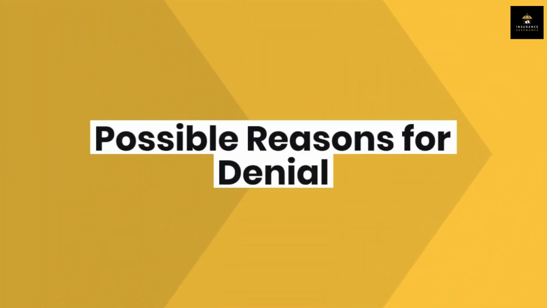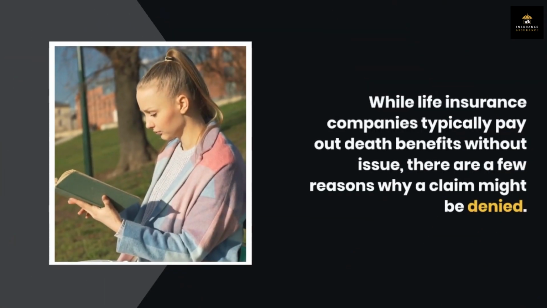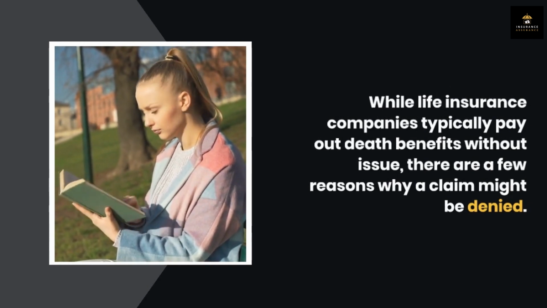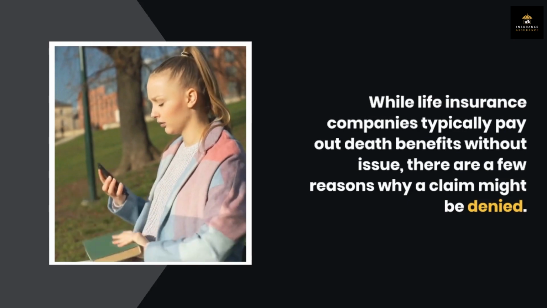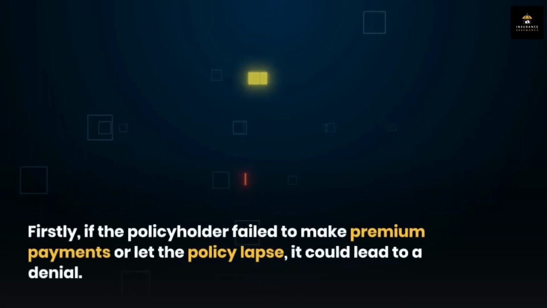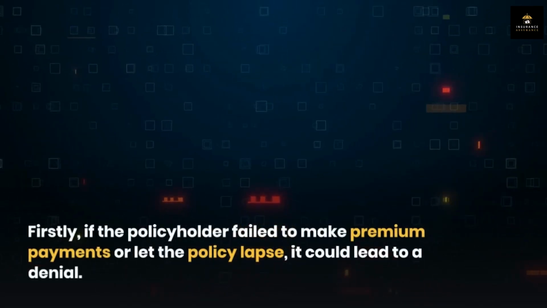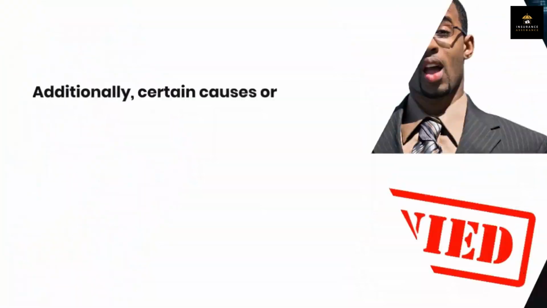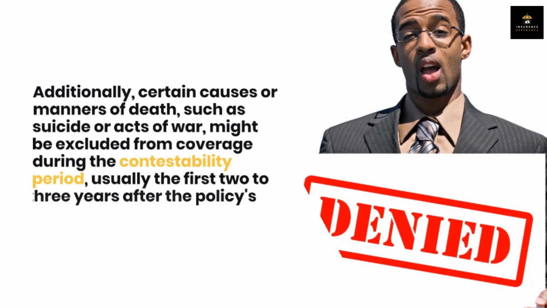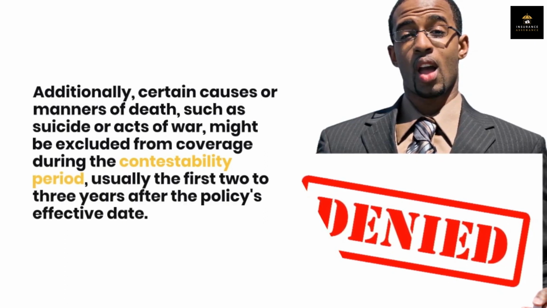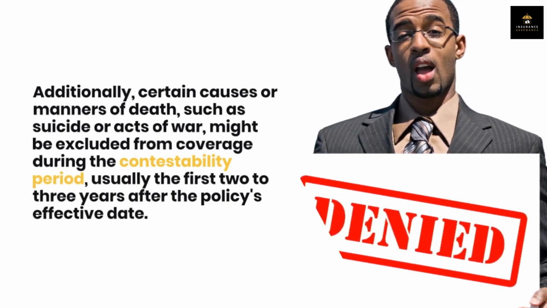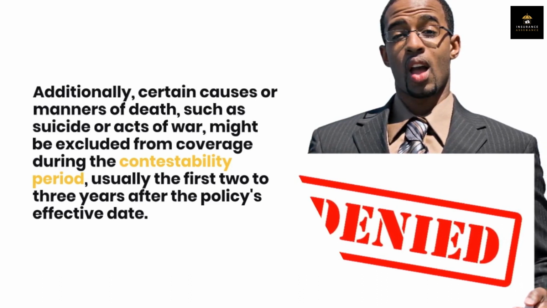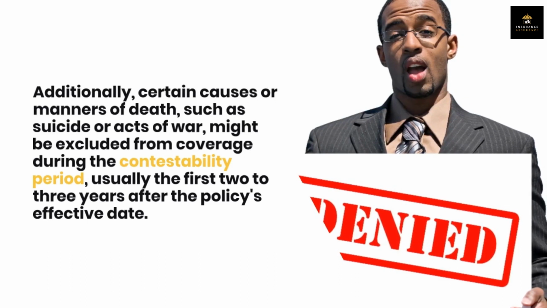Possible reasons for denial. While life insurance companies typically pay out death benefits without issue, there are a few reasons why a claim might be denied. Firstly, if the policyholder failed to make premium payments or let the policy lapse, it could lead to a denial. Additionally, certain causes or manners of death, such as suicide or acts of war, might be excluded from coverage during the contestability period, usually the first 2 to 3 years after the policy's effective date.